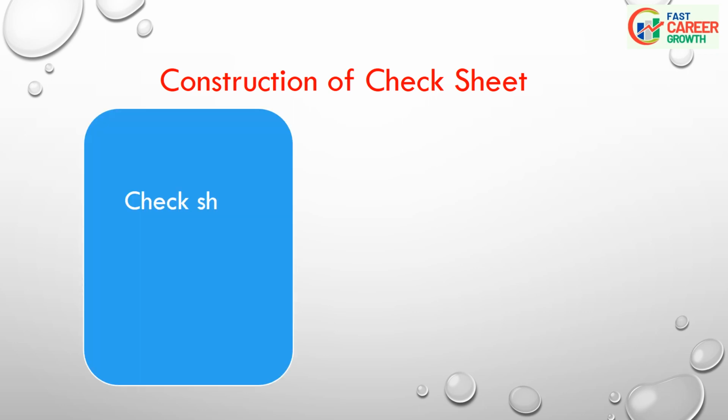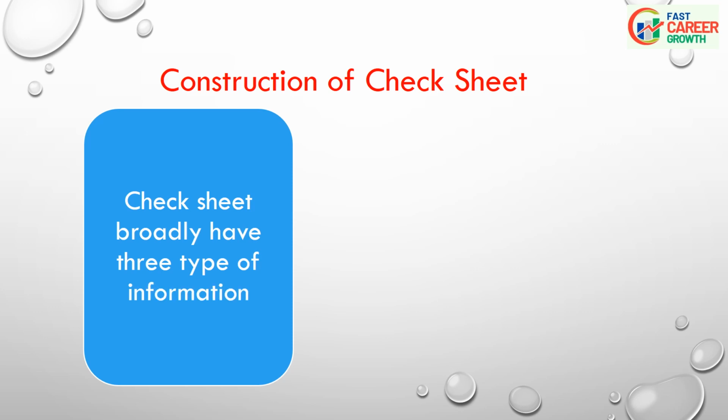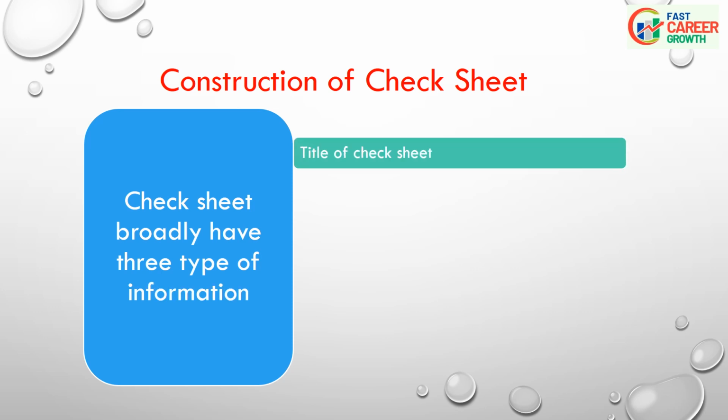Check sheet broadly have three types of information. Title of check sheet. The title of the check sheet provides a brief description of the purpose or topic of the data collection. It helps users quickly identify the context of the data being collected. For example, if you are using a check sheet to track defects in a manufacturing process, the title might be Defect Tracking Check Sheet.